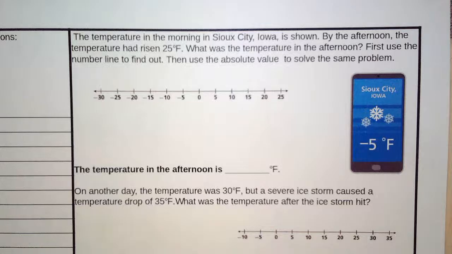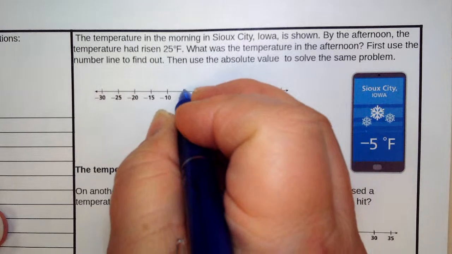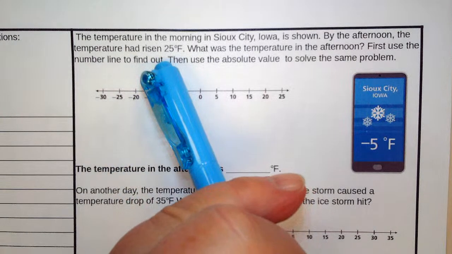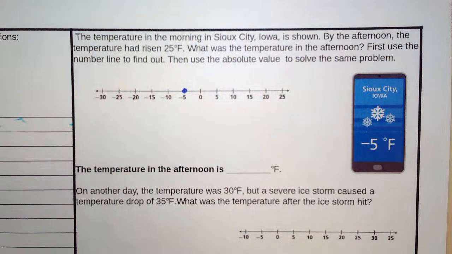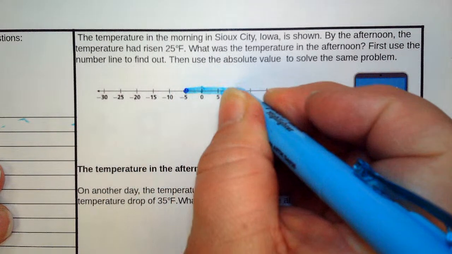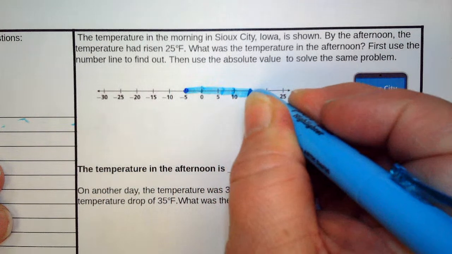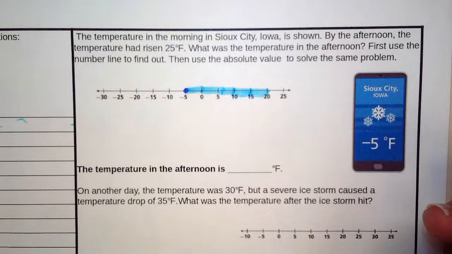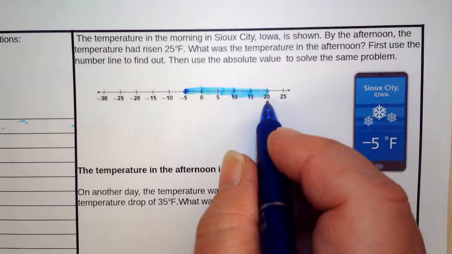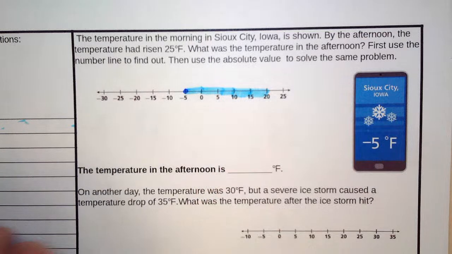So if we're looking at it, it starts out at -5. This is where it begins. And then it rises 25 degrees. So let's count as we highlight. Here's 5, 10, 15, 20, 25. What did we find? It is at 20 degrees Fahrenheit.